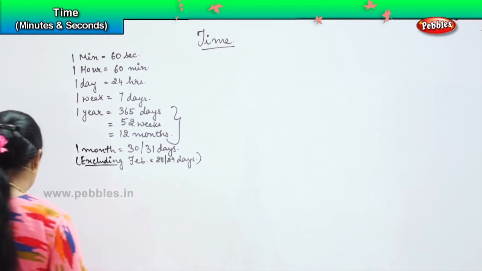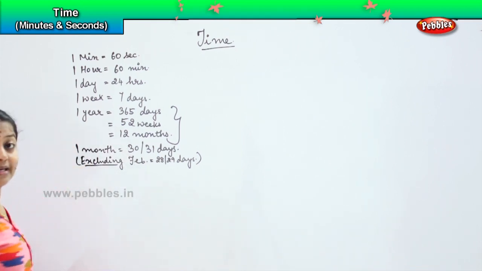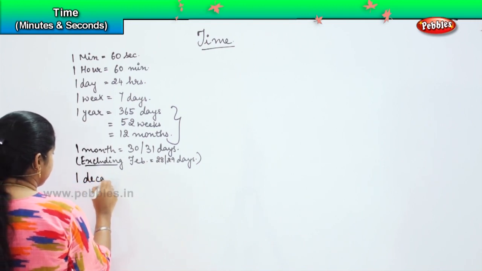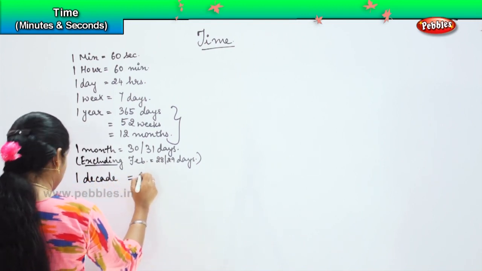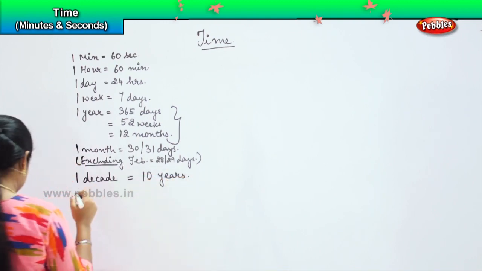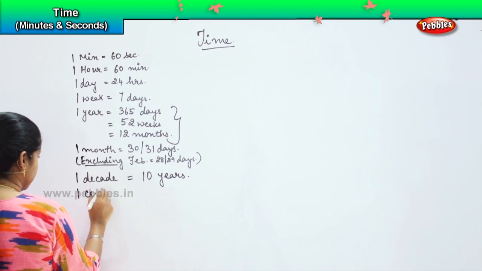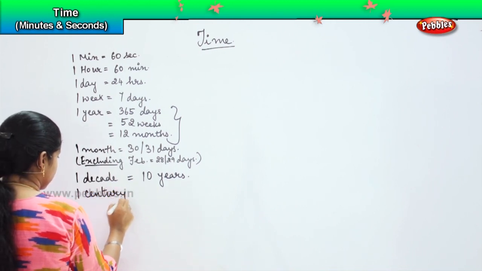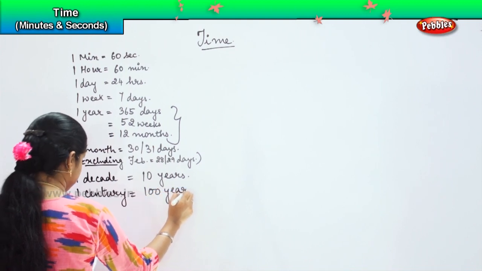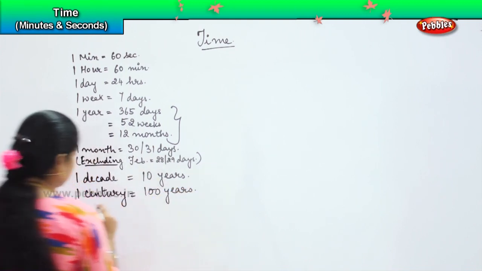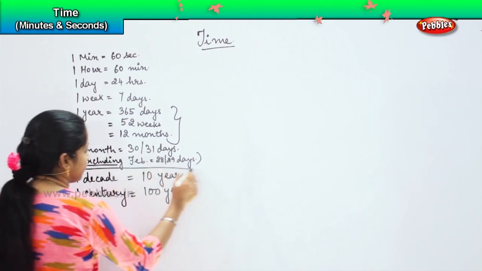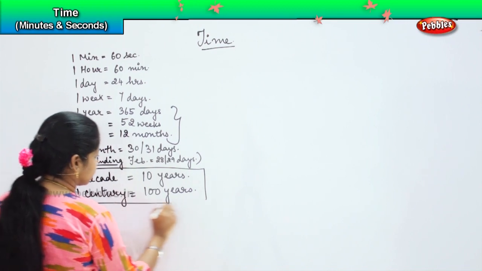Okay, and then the new one which we will be learning here is 1 decade is equal to 10 years. Okay, and 1 century is equal to 100 years. So these are the new concepts which you will be learning for this exercise.